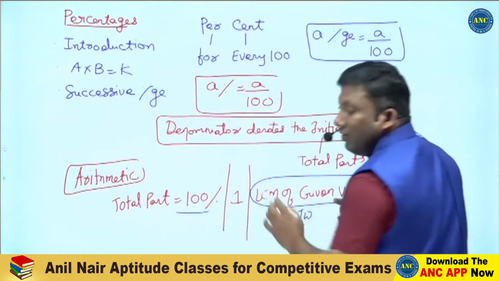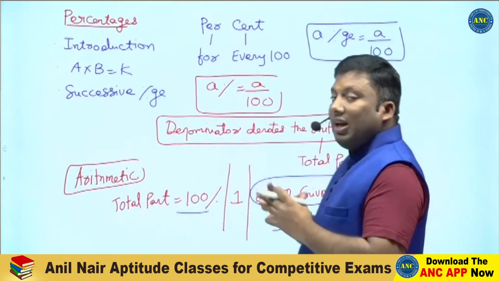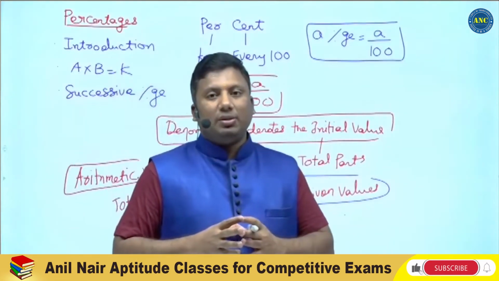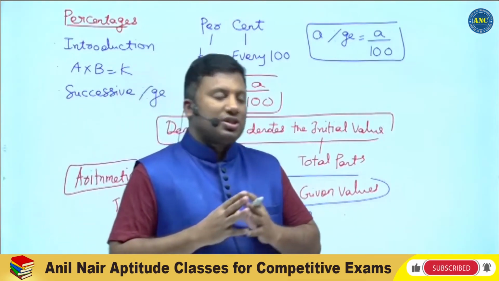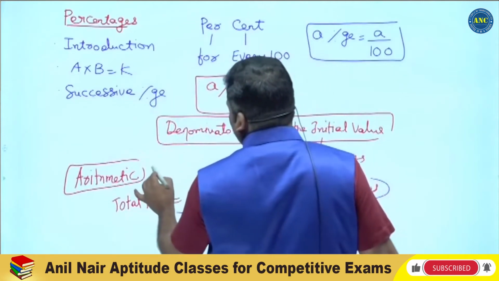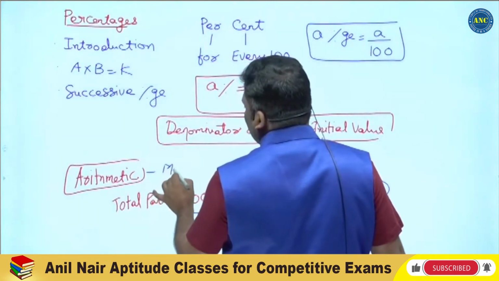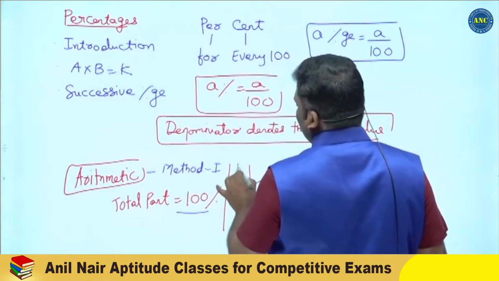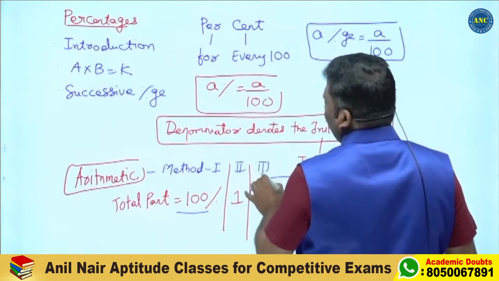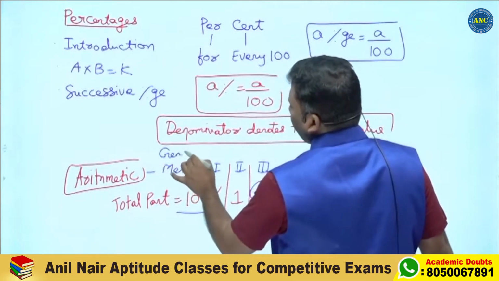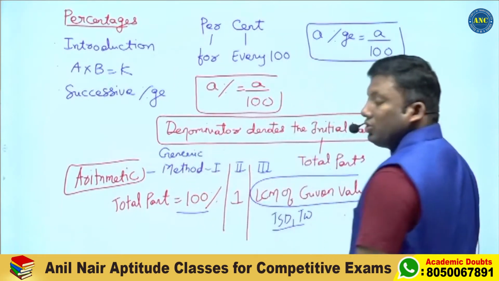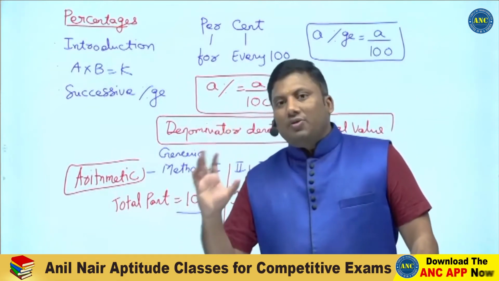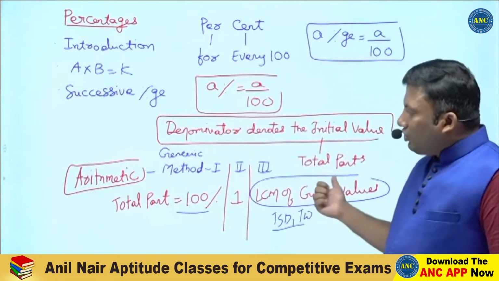The total part will be 100%. If you are very good in percentages, use the percentage concept. If you are very good in fractions, use the second method. Entire arithmetic can be solved with generic methods. There are 3 methods: method 1, method 2, method 3. Which method to choose depends upon your practice and your comfort with a particular topic.